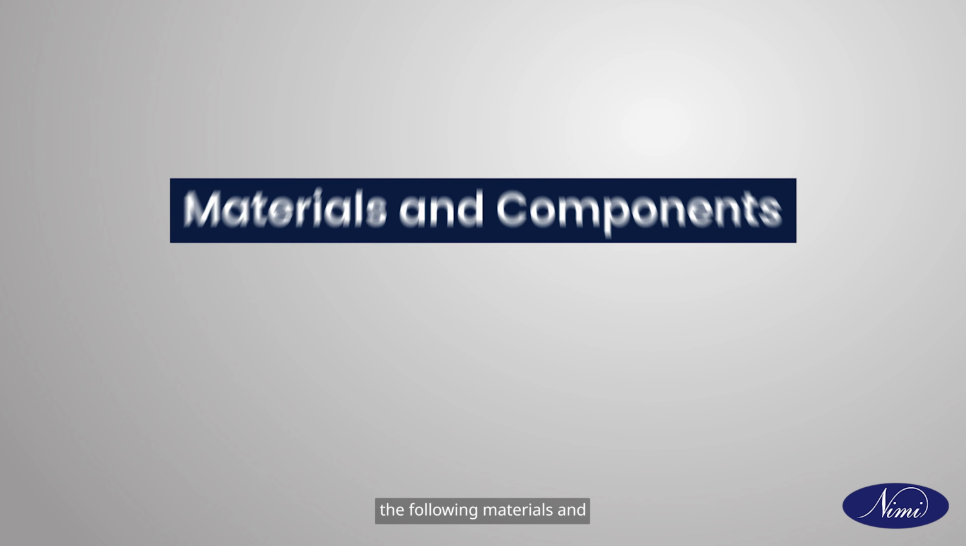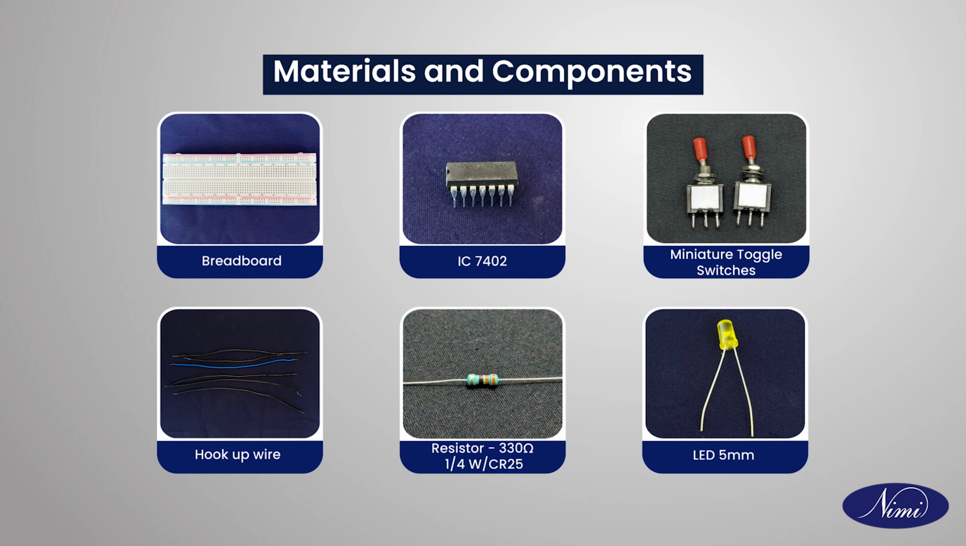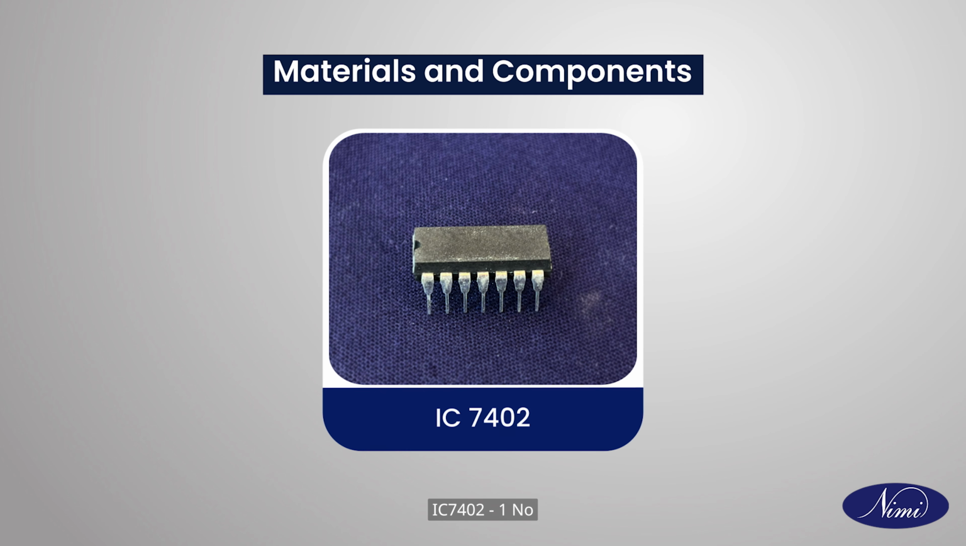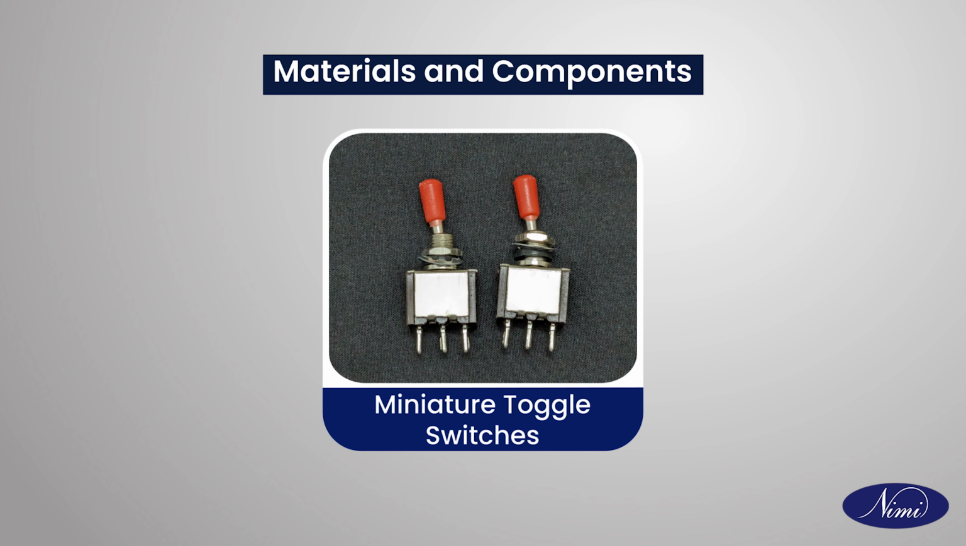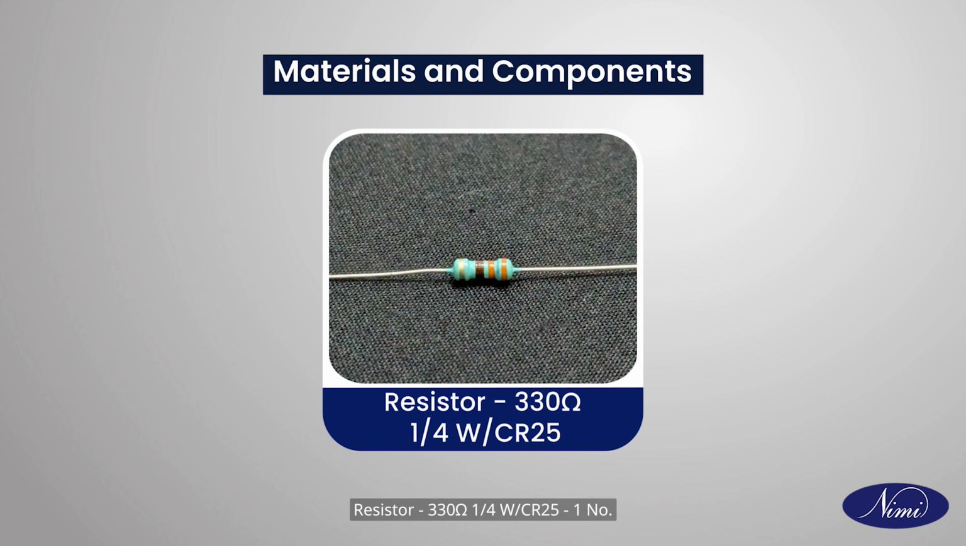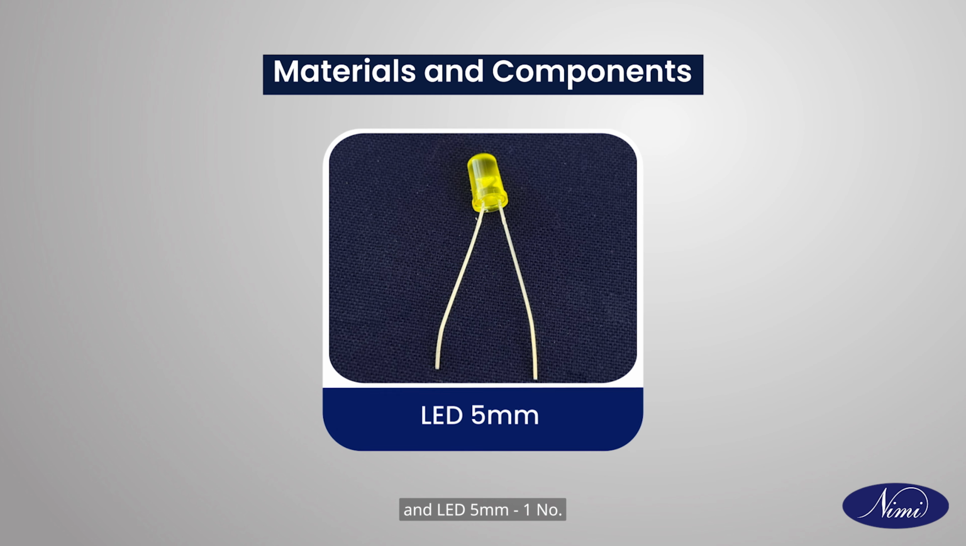We will need the following materials and components. Breadboard, 1 number. IC 7402, 1 number. Miniature toggle switches, 2 numbers. Hookup wire as required. Resistor 330 ohm, 1/4 watt and CR25, 1 number. And LED 5 mm, 1 number.